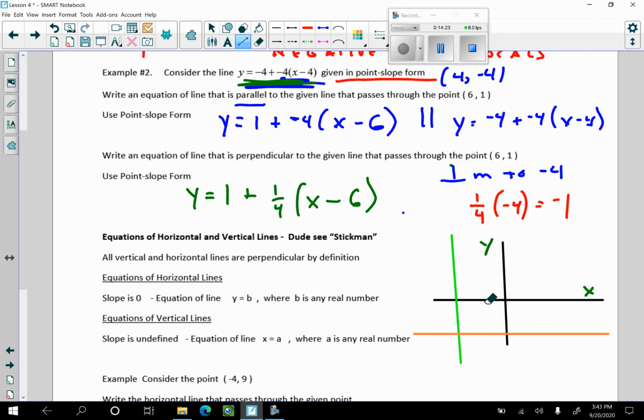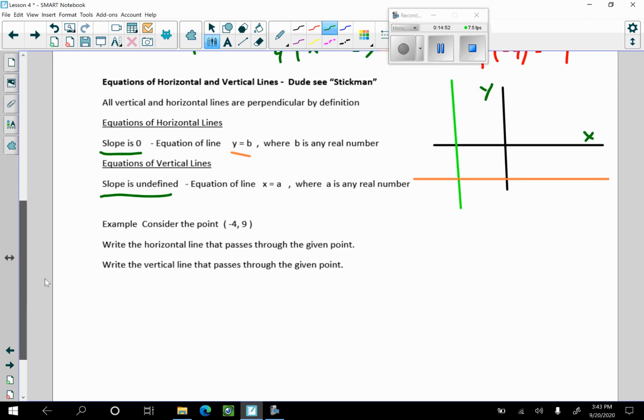And we saw by stickman that all horizontal lines are given by the equation y equals b, where b is any real number, and the slope is 0. And for vertical lines, the slope is undefined. The equation is x equals a, where a is any real number. Here, stickman is falling into the abyss of infinity, and I would ask you to review that stickman handout. It is very important.